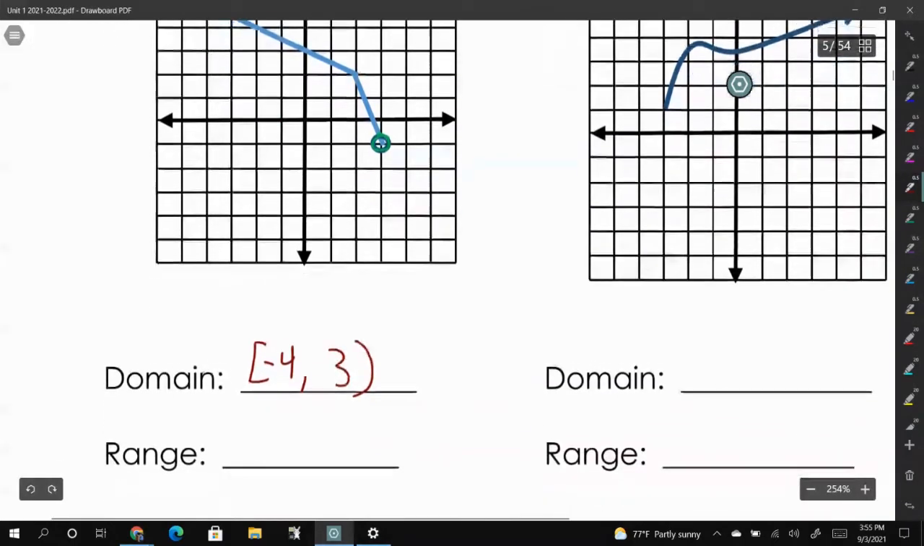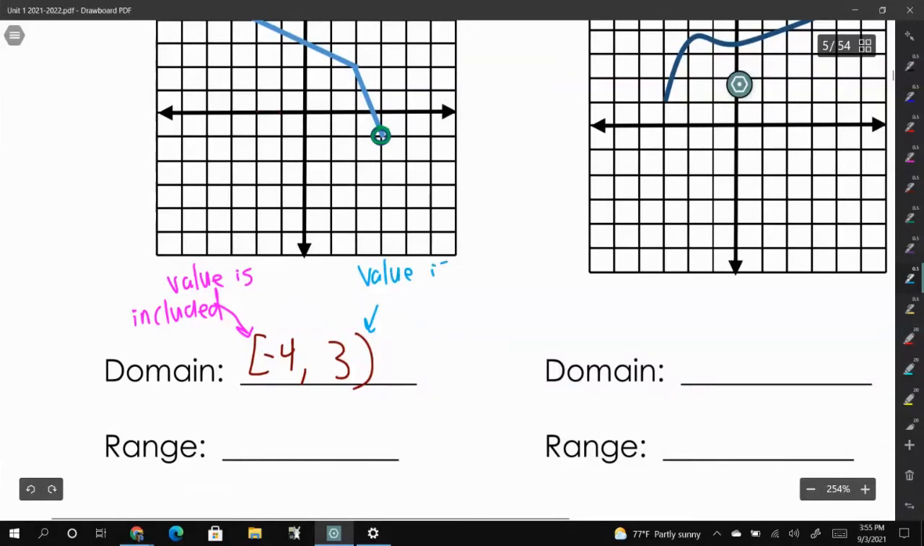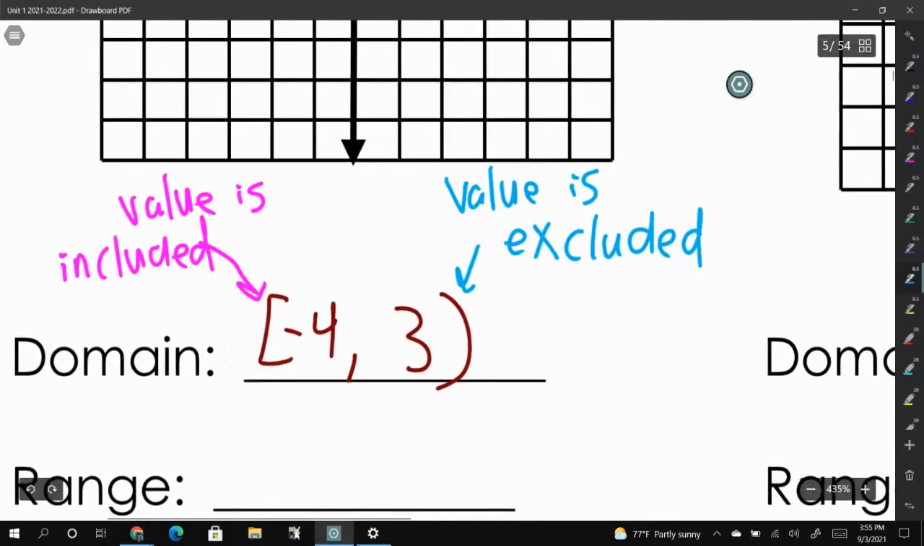Now, you'll notice that I put a bracket around one and a parenthesis around the other. The bracket means the value is included. The parenthesis means the value is excluded. This is saying that the domain starts at -4 and goes all the way to 3, but 3 is not included. 3 is not in the domain.